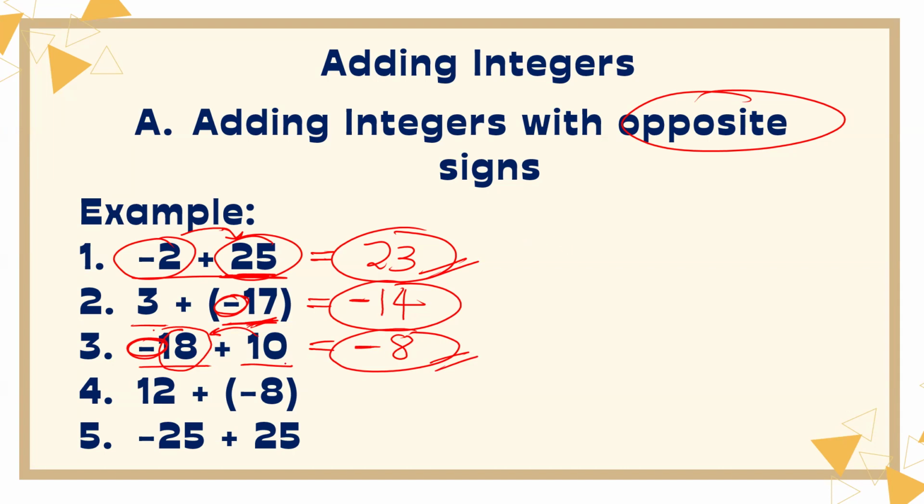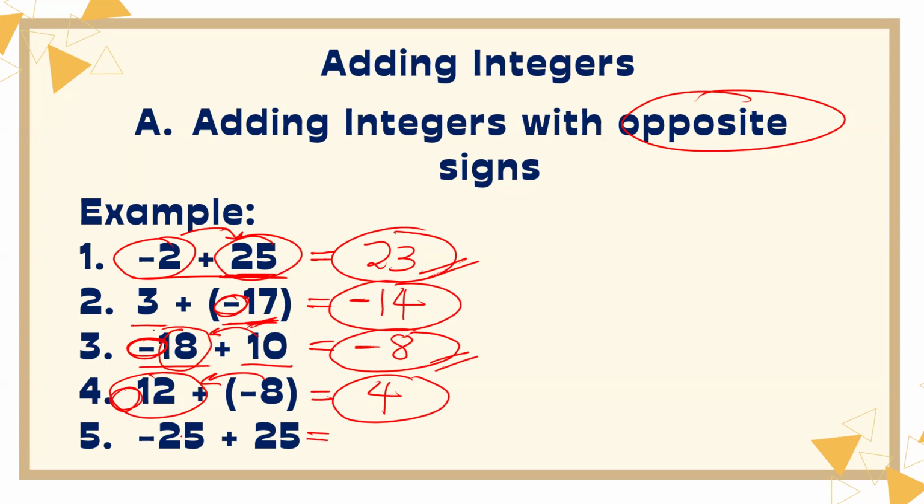Okay, next, number 4, 12 plus negative 8. What is 12 plus negative 8? Which one is the larger number? 12. Okay, so we subtract the smaller number from the larger number. 12 minus 8 is 4, right? So what's the sign of the larger number? Positive. So our answer would be positive 4.